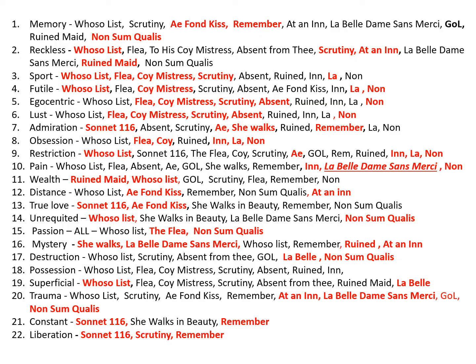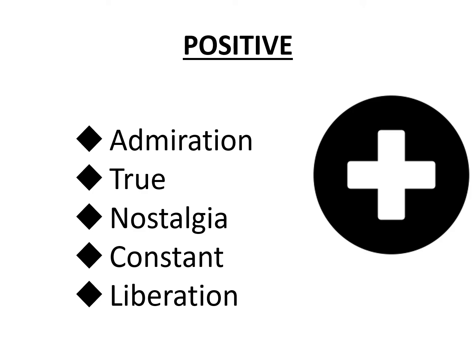So having done this, we're now ready to break it down into the themes that are positive, and these are the ones that I think truly are. Love as admiration, as true, as nostalgia, as constant, and as liberation. Now, all of this is debatable. You might have totally different views about whether any of these are positive or not. But because this is a subject that's rooted in interpretation, think back to those themes and synonyms I've given you for love and decide whether they offer you scope to see love as positive or not.